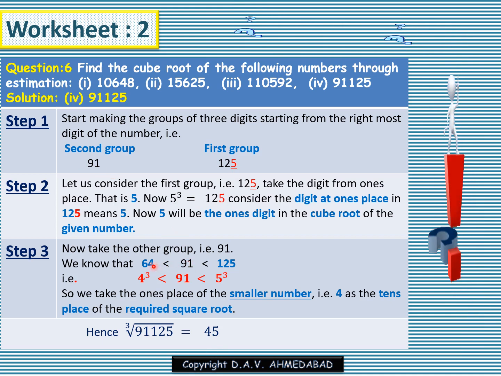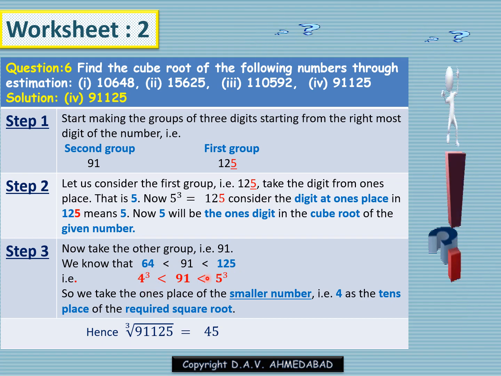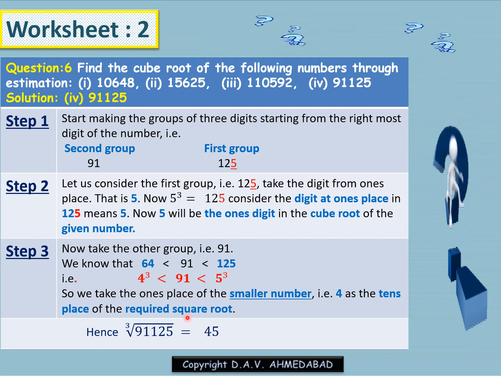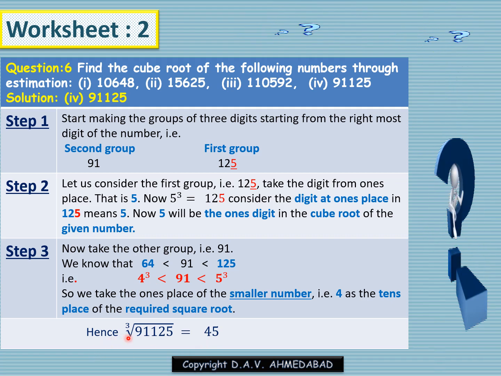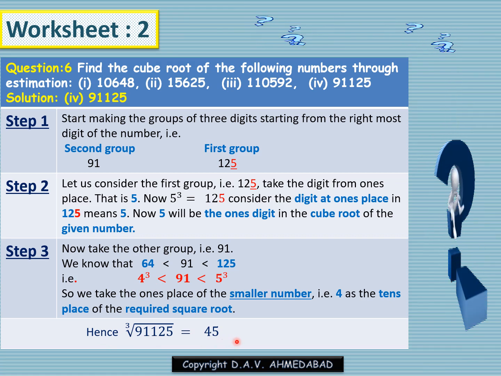Perfect cubes near to 91 are 64 and 125. 64 is 4 cube and 125 is 5 cube, and we consider the smaller number. So 4 is the digit at the tens place of our answer. Therefore, cube root of 91,125 equals 45. I hope every one of you understood this now, right?